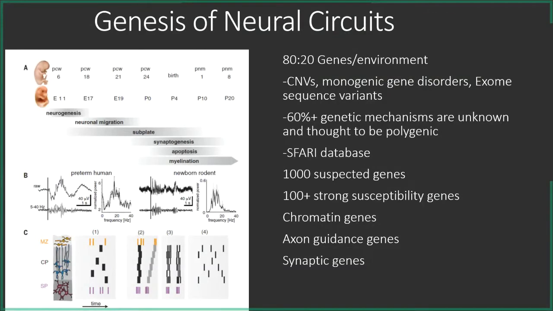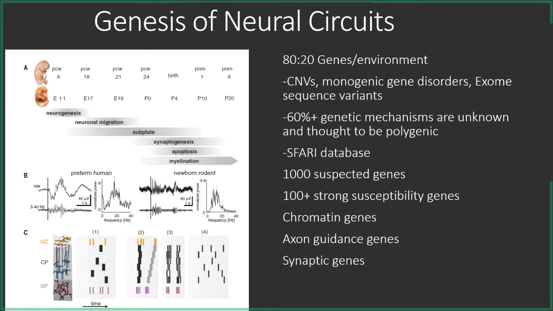On this screen, just to familiarize everybody with the genetics of autism. Autism is thought to be about 80% genetic and about 20% environmental. We probably in many ways could extend that to other developmental disorders as well in pediatric neurology. The things that we can measure, of course, in the clinic are copy number variants, mutations in single genes, and of course sequence variants that we can look at in exomes.